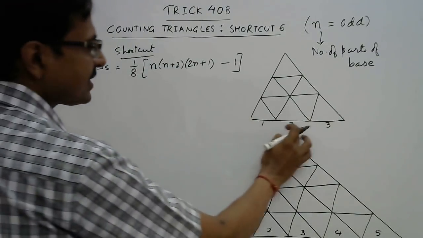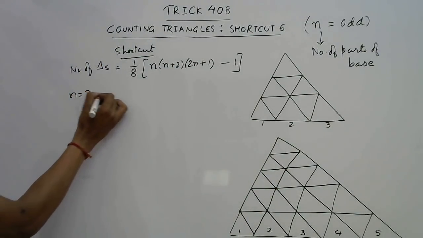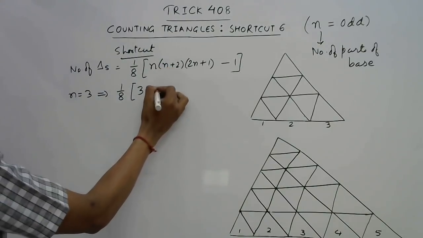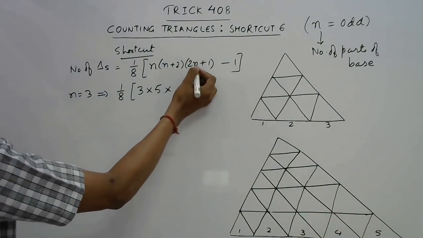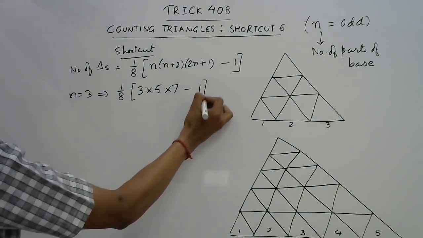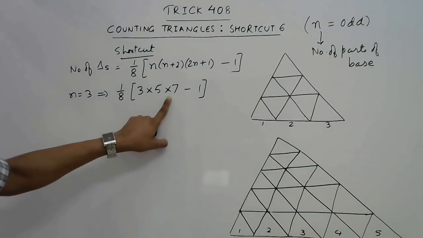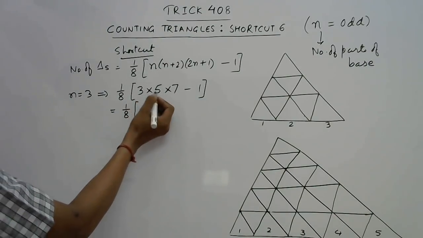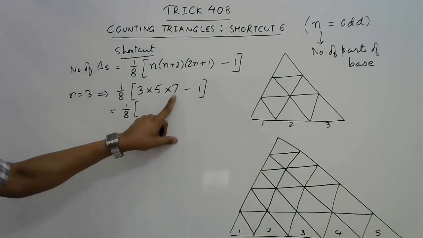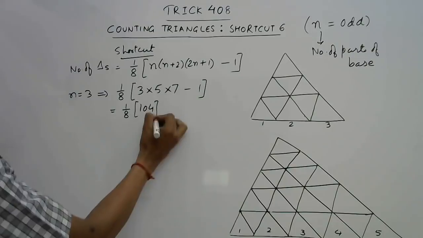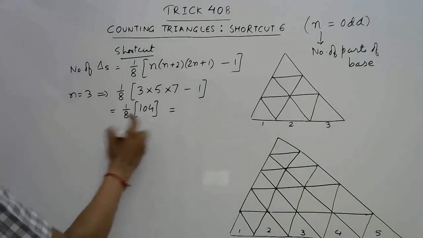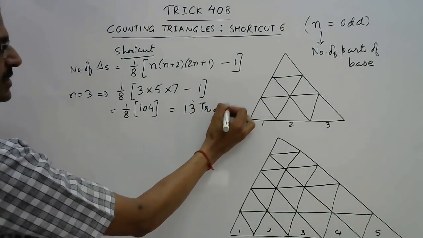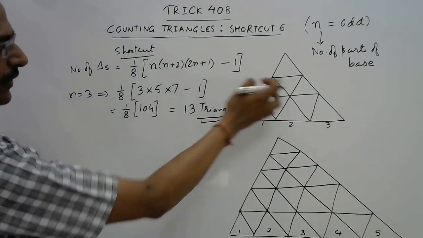So in this case n equal to 3, so you can just substitute n equal to 3. So this becomes 3, 3 plus 2, 5, and if you put 3 here, 3 twos are 6 plus 1, 7, minus 1. So you get an odd number here, which you reduce by 1, you get an even number. So this is 1/8 of 5 3s are 15, 15 into 7 is 105, so minus 1, 104, and when you divide this you get the exact number of triangles as 13. So 13 triangles is the answer to the first figure.